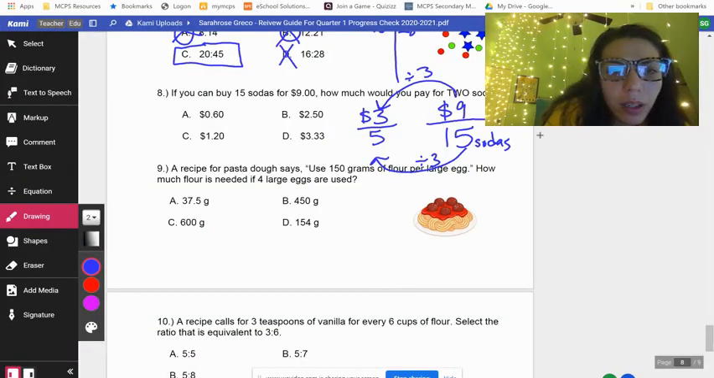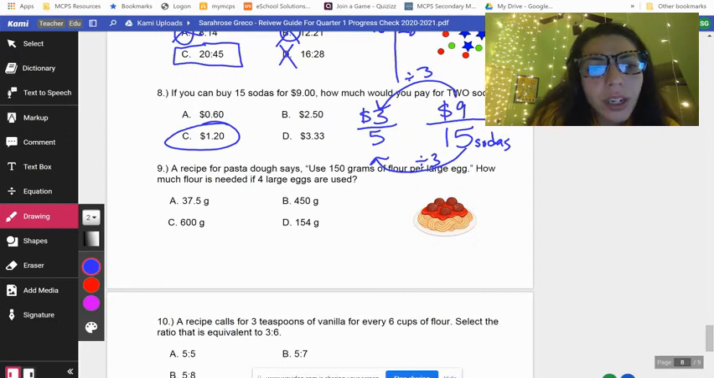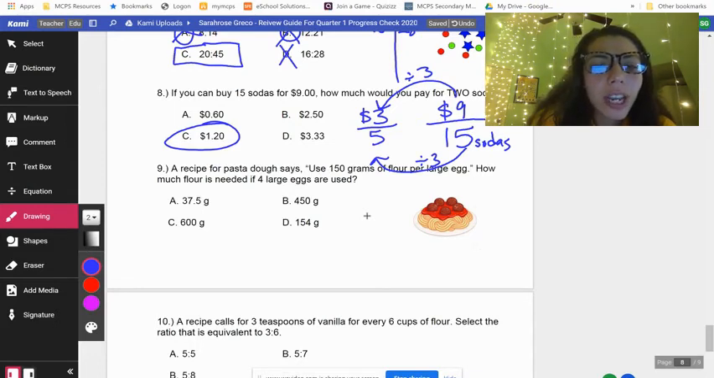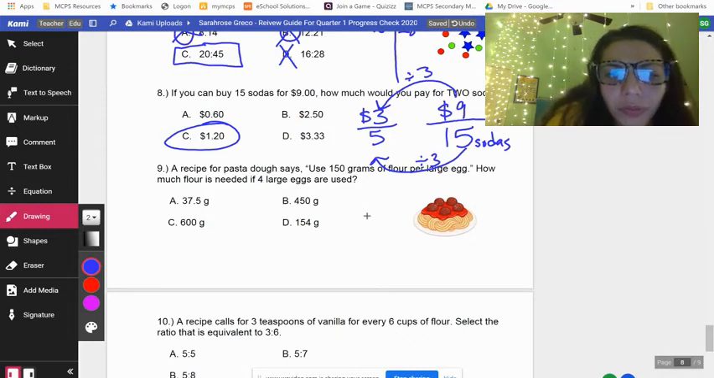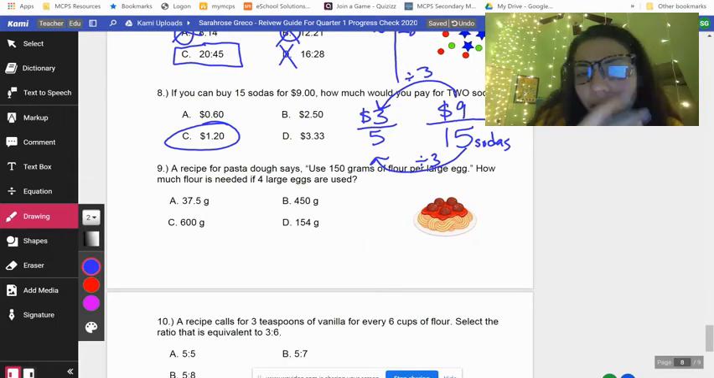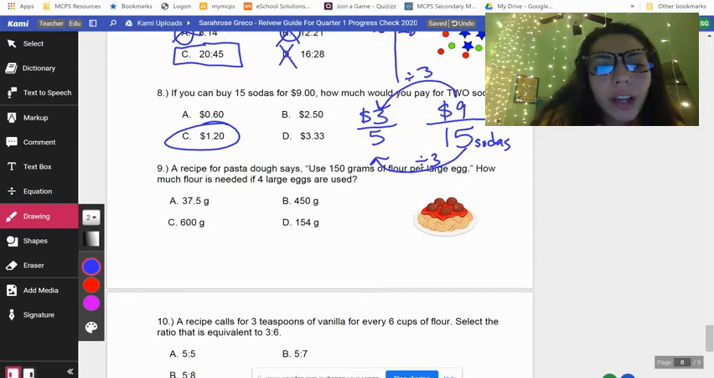Okay. There we go. Number 9, a recipe for pasta dough says use 150 grams of flour per large egg. How much flour is needed if 4 large eggs are used? Okay, let's make a diagram. Actually, let's again go on the big board. A recipe for pasta dough says use 150 grams of flour per large egg. How much flour is needed for 4 large eggs? Okay, there's many ways to look at it.